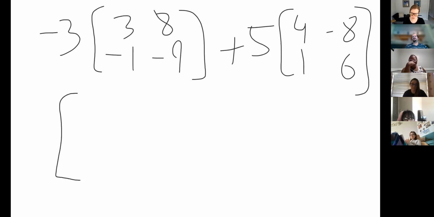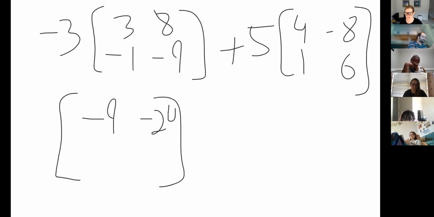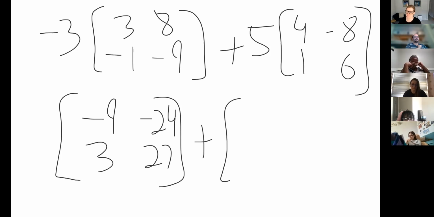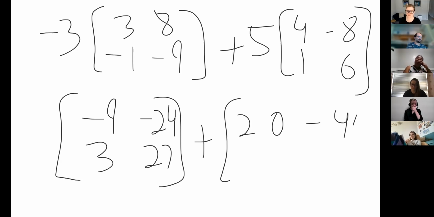So what about this first matrix over here? -9 at the top upper left, next to it -24, and then in the next row, 3 and 27. Yep. And this one. Thank you. 20 at the top. -9 + 20 is 11. -40. What? 5 and 30.